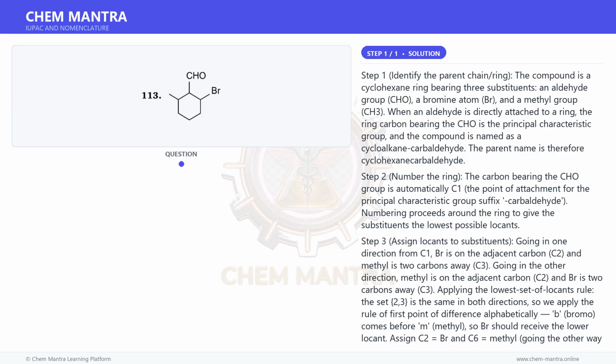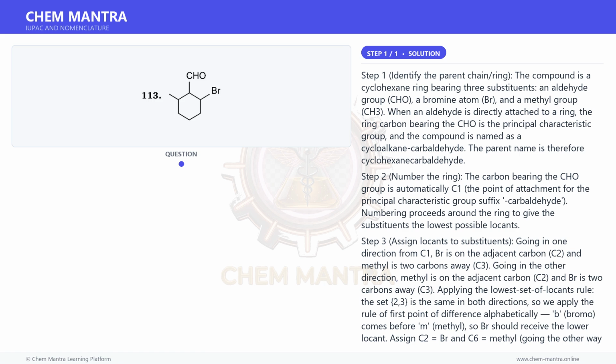Step 2. Number the ring. The carbon bearing the CHO group is automatically C1, the point of attachment for the principal characteristic group suffix carbaldehyde. Numbering proceeds around the ring to give the substituents the lowest possible locants. Step 3. Assign locants to substituents going in one direction.